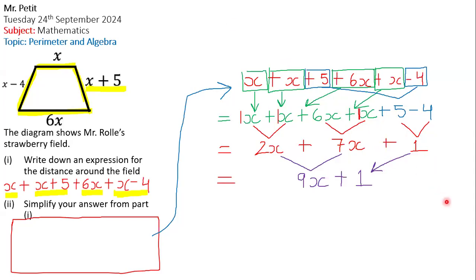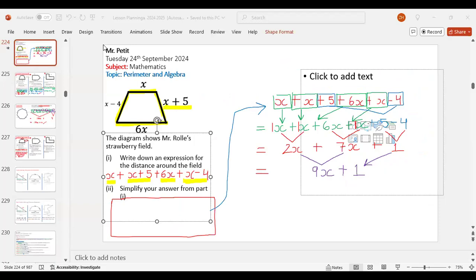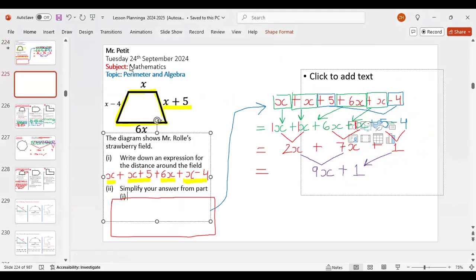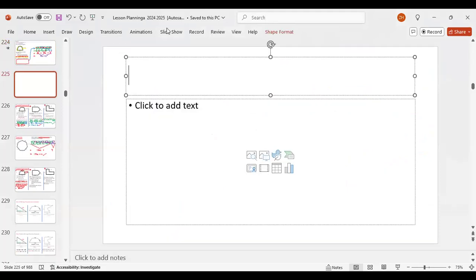Okay, let's go and let's move. Okay, so let's move on to the next example. For the next example, we want to look at another shape. So please pay close attention to this, so you will be able to do it properly.